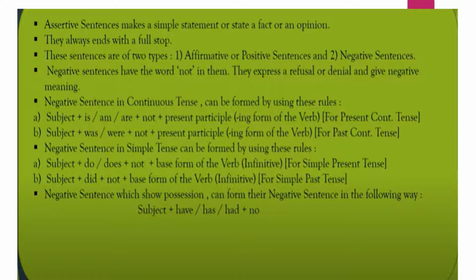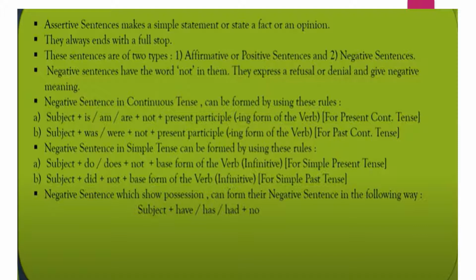These sentences are of two types. It means assertive or declarative sentences are of two types: affirmative or positive sentences, and negative sentences. Negative sentences have the word not or no in them. They express refusal or denial and give a negative meaning.